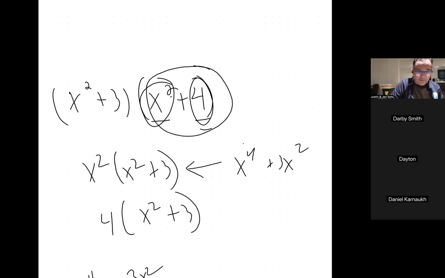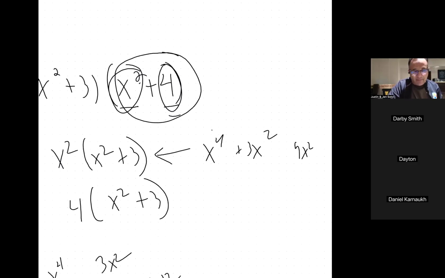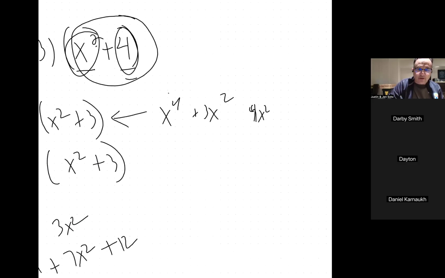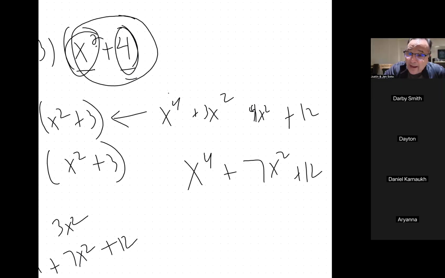4 times x is going to be just 4x squared. I mean, it's kind of the same thing. All of them kind of are. It's just in the 4 times the 3 is the plus 12. And now you could just get the same exact answer. Okay. So that being said, that's just another way that you can use like a reverse distributive property here when you do these problems.